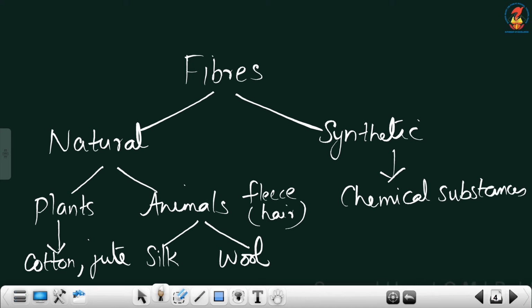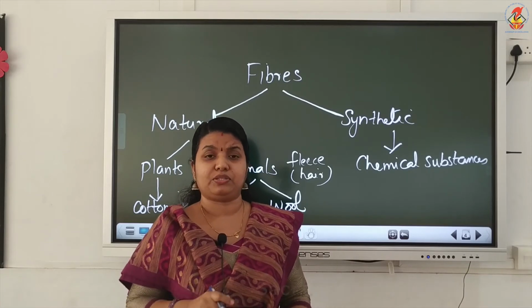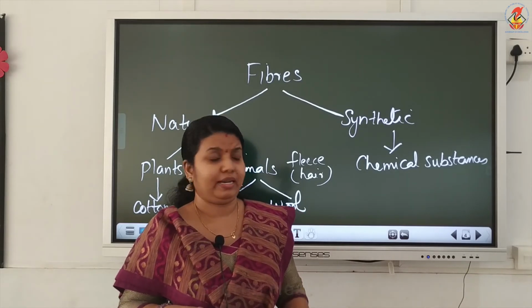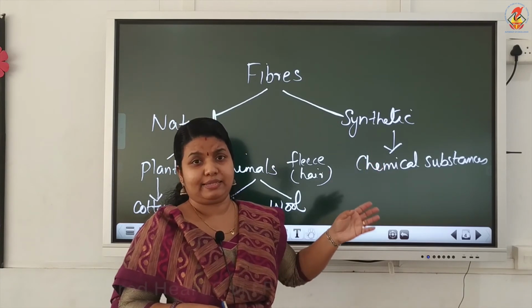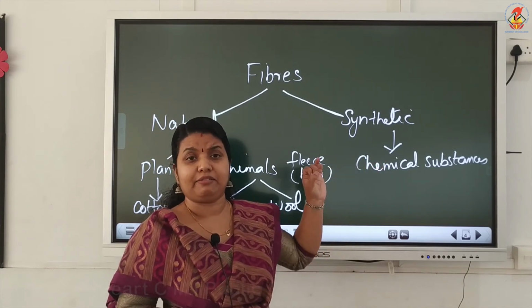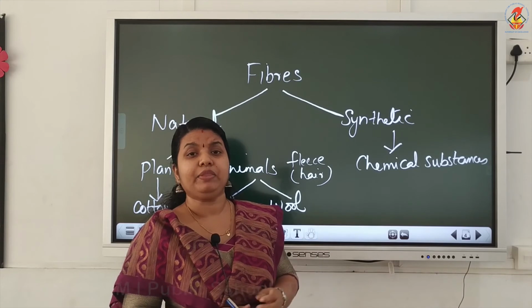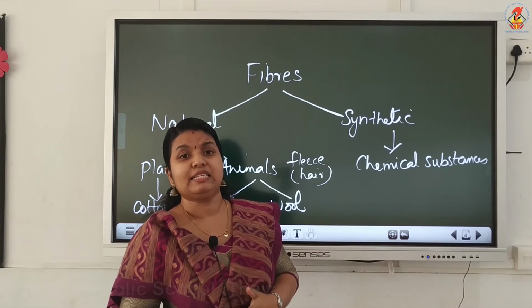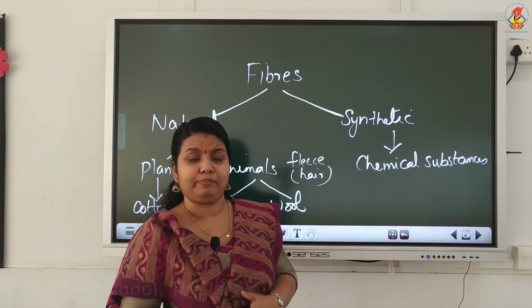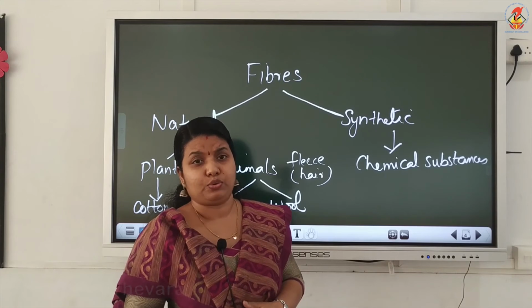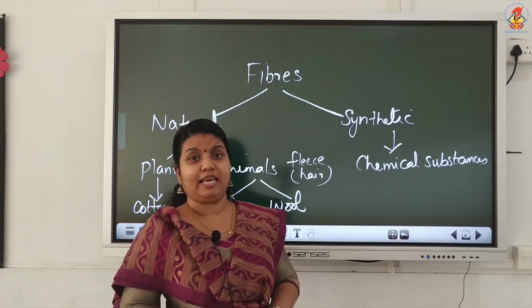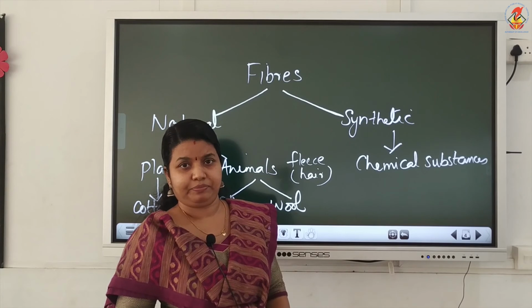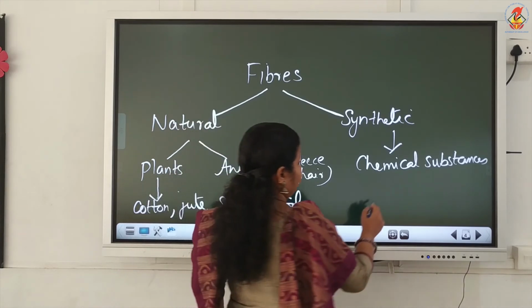So synthetic fibers were not known earlier. Thousands of years only natural fibers were known. Later fibers made from chemical substances came into existence. We call them synthetic fibers. They are not made from any plant or animal source. They are made up of chemical substances. They are also known as man-made fibers, made by using chemical processes.